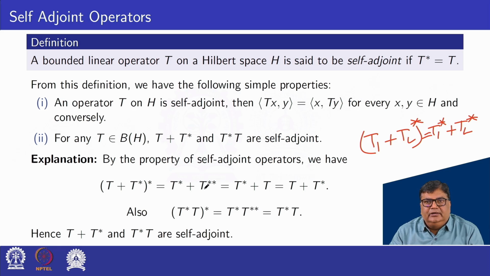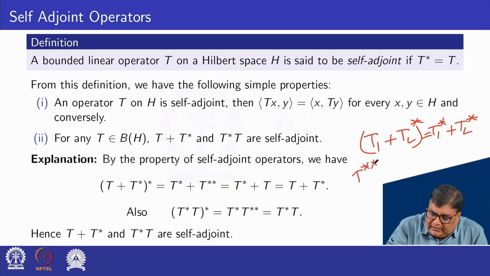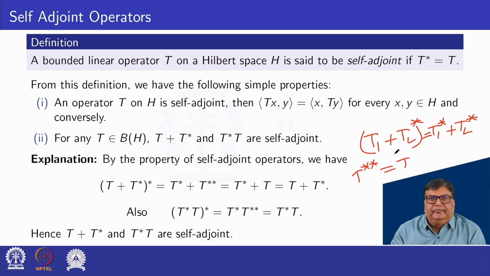that is T double star. Also we know that T double star equal to T. So this term can be written as T star plus T. So we can write this first and then this, that is T plus T star. Therefore, star of T plus T star is equal to T plus T star. That is, as per the definition, T plus T star is self-adjoint.